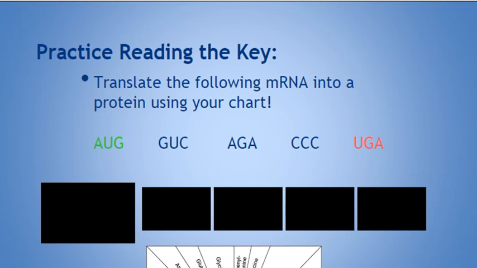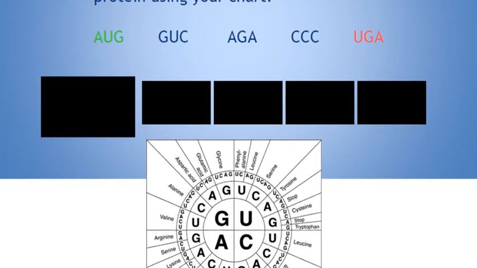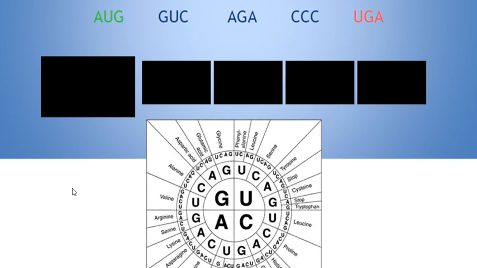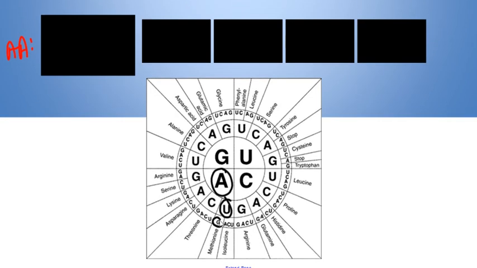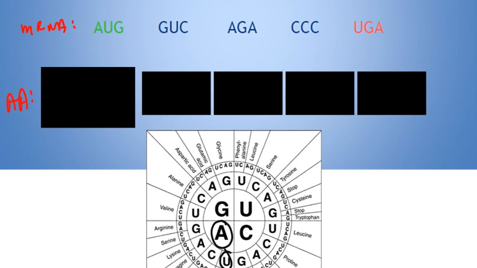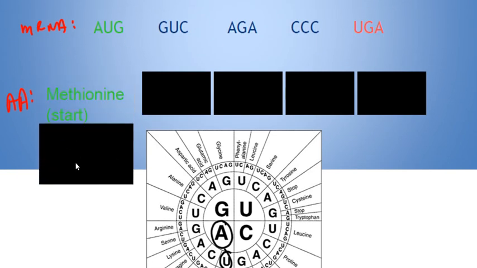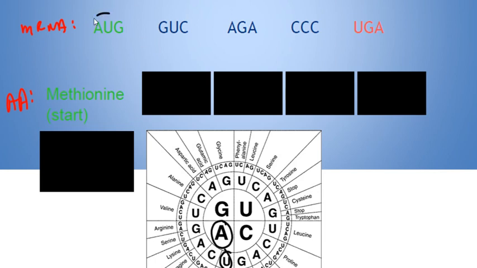So in practicing reading, trying to figure out mRNA to amino acid. So AUG. Let's do a couple different colors here. So we have A, U, G, methionine. And that's what we see, methionine. That is our start codon. Every single time AUG is our beginning.